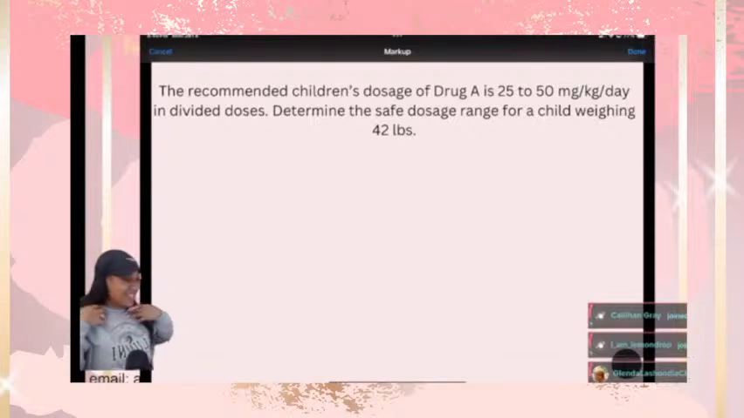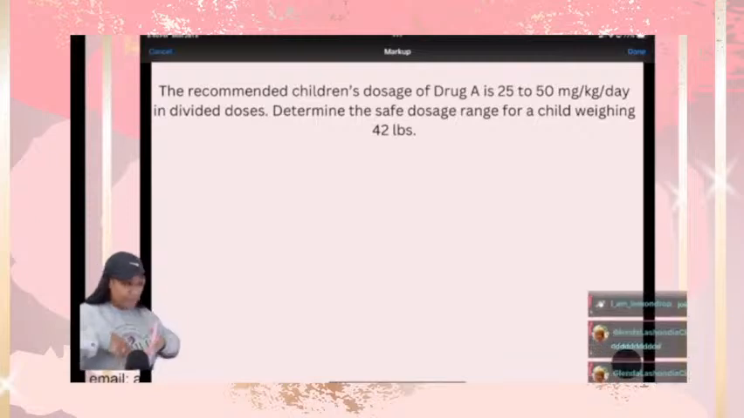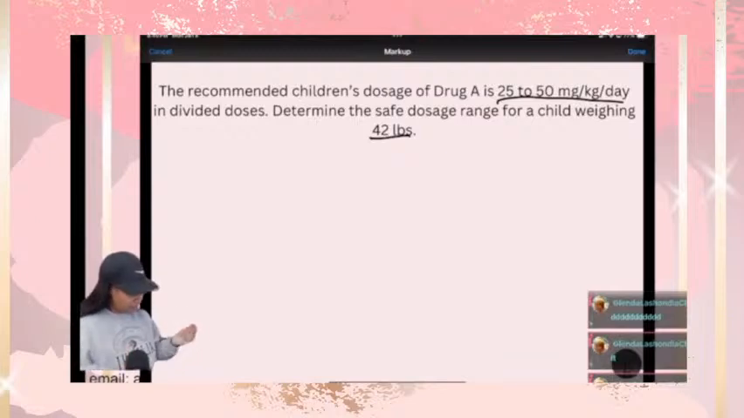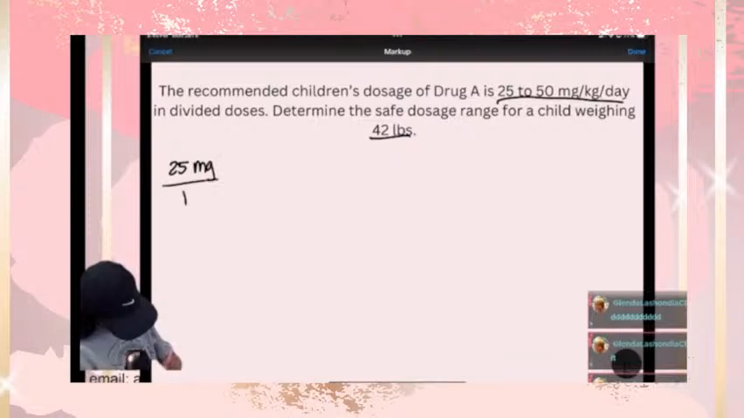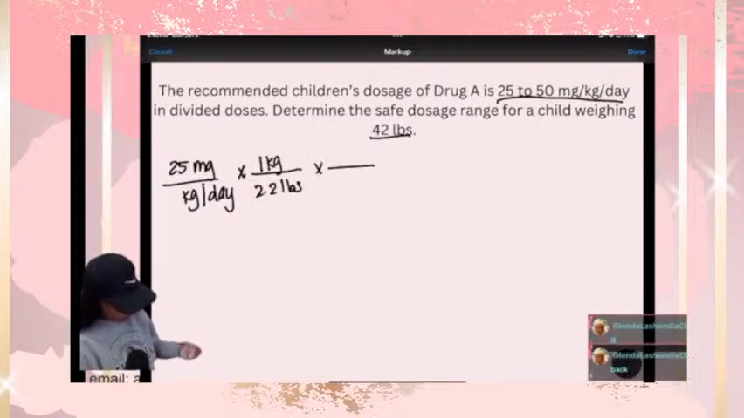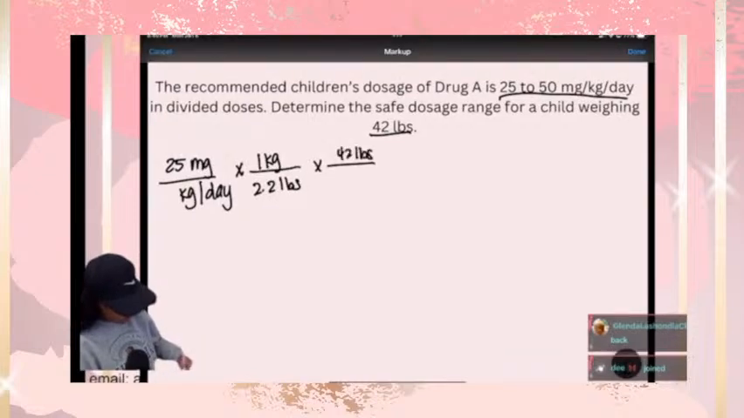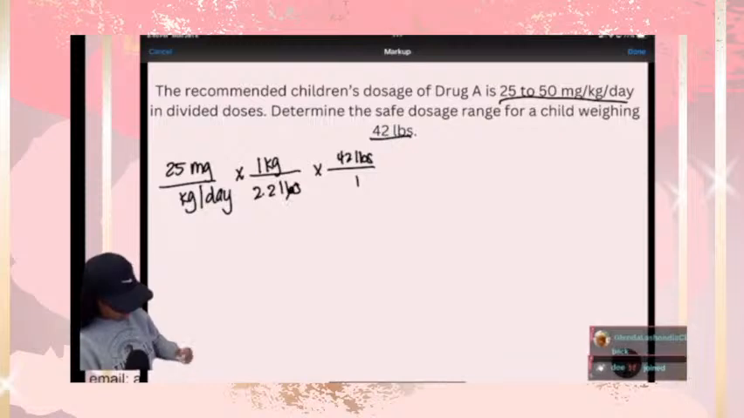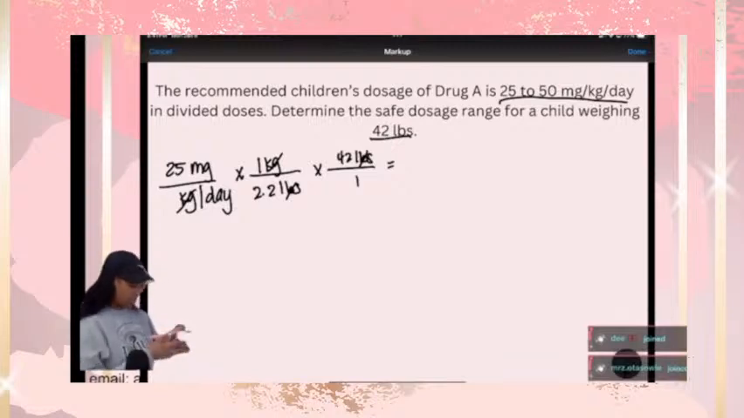So, this is just simply finding the dose range, the lower limit and the upper limit, okay? So, you're going to use these numbers and you're going to use the weight, okay? So, 25 milligrams per kilogram per day. All right, the patient's weight is in pounds, so we know we need a conversion. So, 1 kilogram is 2.2 pounds. And then 42 pounds, we put it over 1, so we know that it's at the top. Pounds crossed out, kilograms crossed out, and we have how many milligrams in a day.